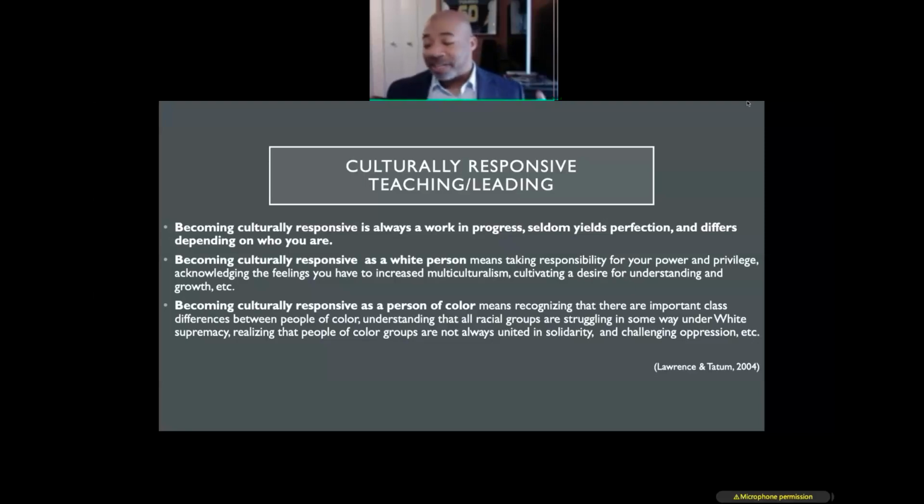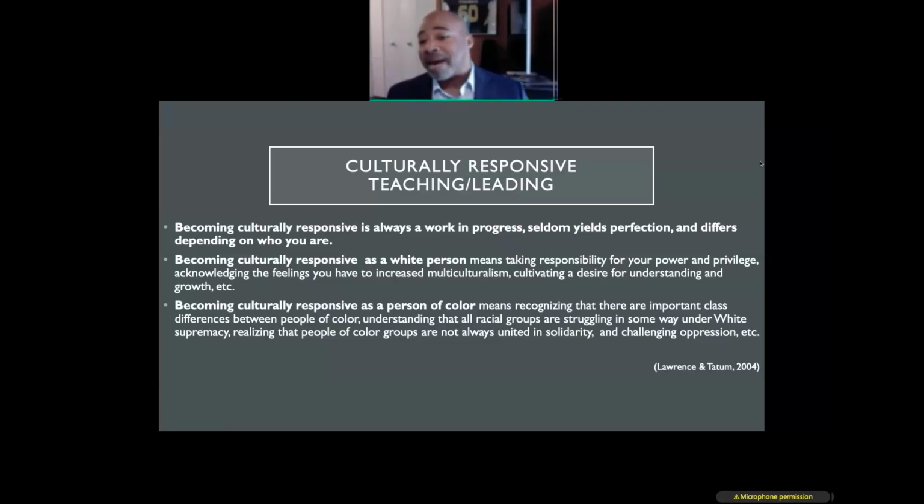You can't expect to get it 100% right. It's not going to be perfect. And also the way that you become culturally responsive is going to differ a bit based on who you are. So for example, for a white person, becoming culturally responsive might mean recognizing and taking responsibility for some power and privileges that you might have, acknowledging feelings that you might have about multiculturalism, and it certainly will require cultivating a desire for your own personal understanding and growth related to those issues.